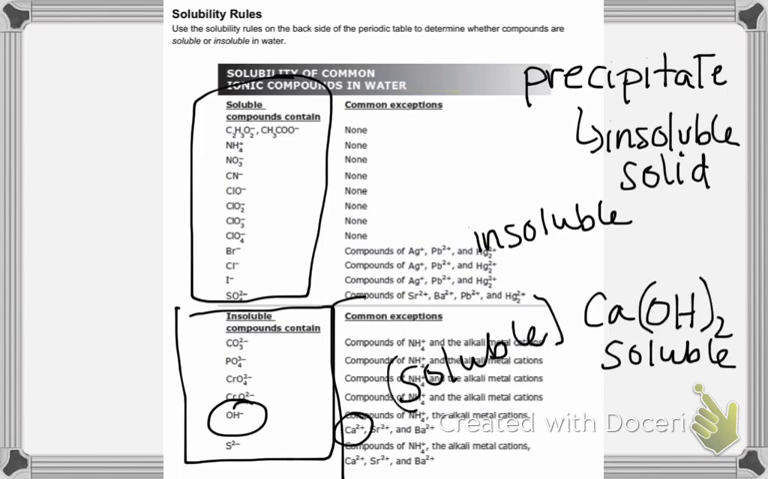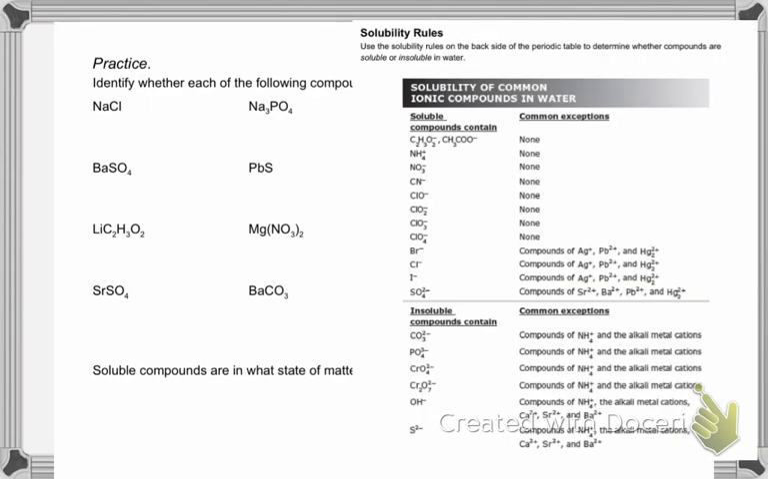So we are going to look at a few compounds together and determine whether each is soluble or insoluble. The first one is good old sodium chloride, that's salt. I'm going to find chloride on my chart. Chloride is right here, and it is always soluble unless it's with silver, lead, or mercury. Because sodium is not one of those metals, it is going to be soluble.